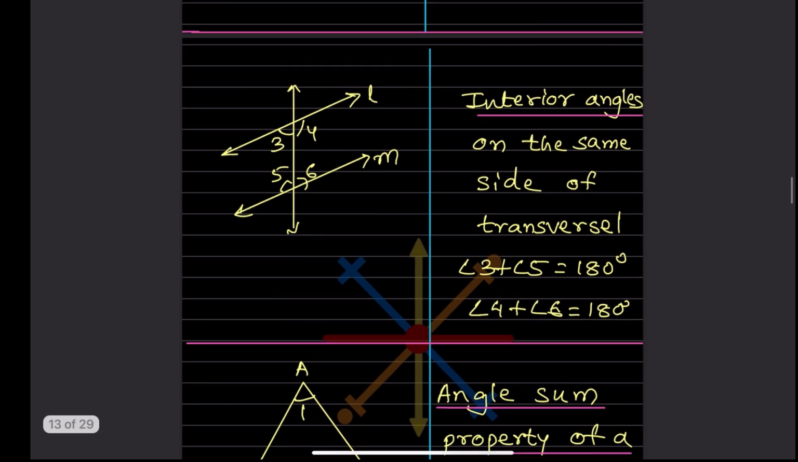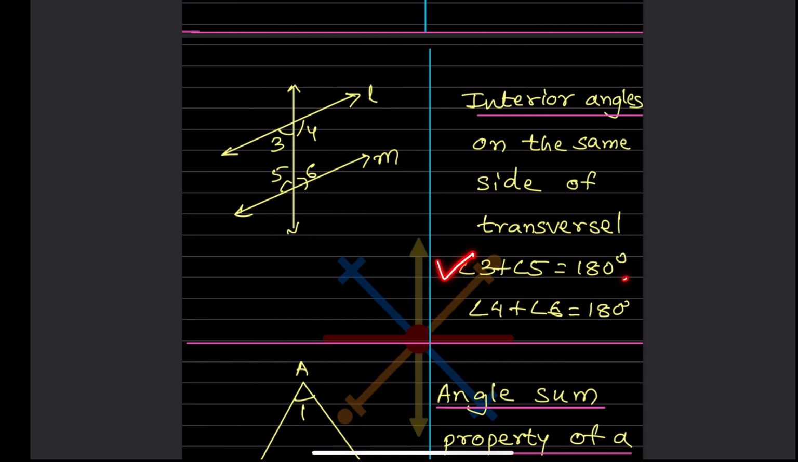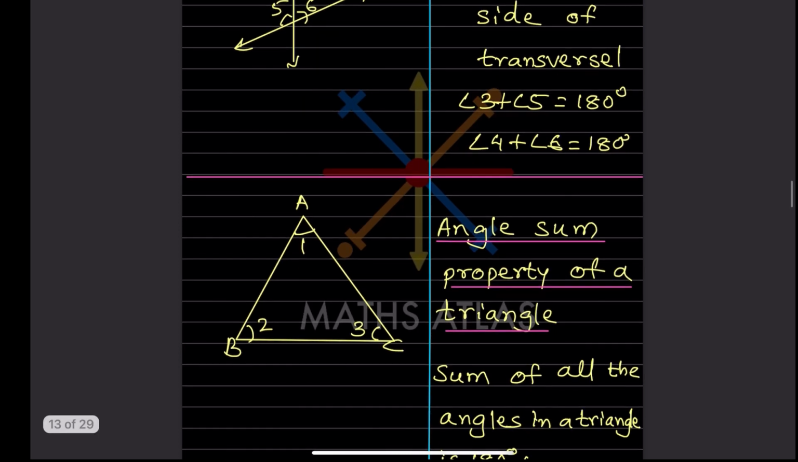So now what we can see here is that for interior angles, when you add these two on the transversal, they should be 180 degrees. And when you add this 4 plus 6, it should be 180 degrees. So interior angles on the same side of the transversal: because this is a transversal, they are on the same side, so both pairs should be 180. That will be angle 3 plus angle 5 is 180, and angle 4 plus angle 6 is 180.